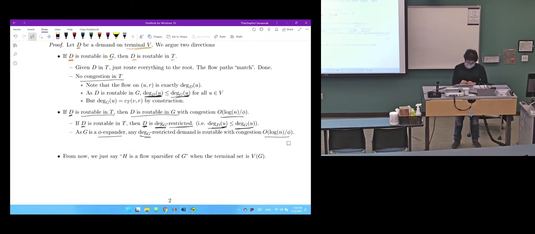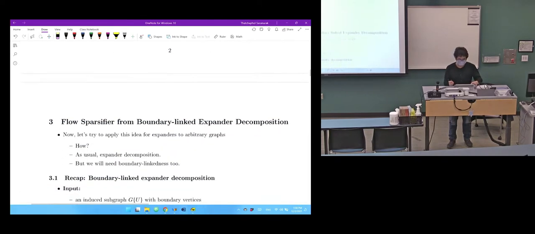Okay. And actually from now on, when I say that H is a flow sparsifier of G, if I don't specify the terminals, it always means the terminal set is the whole vertex set of G. So that's one simple example.